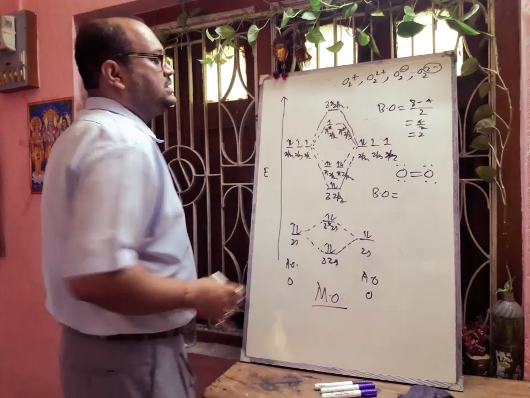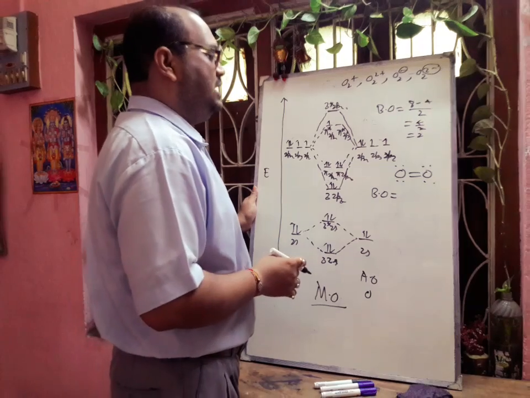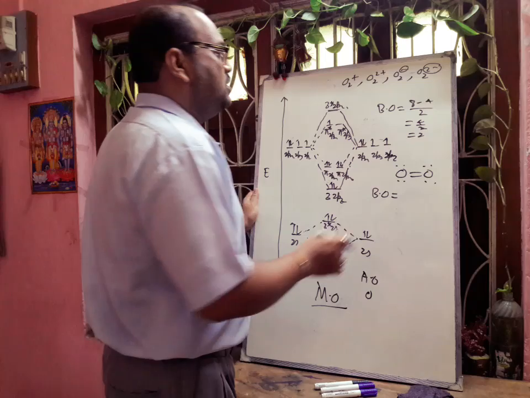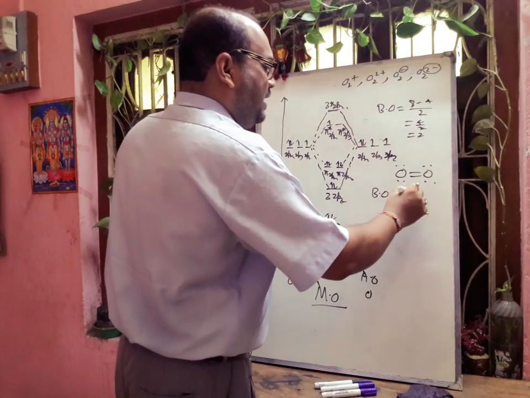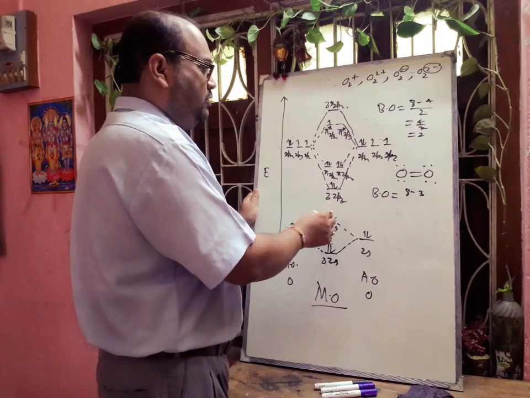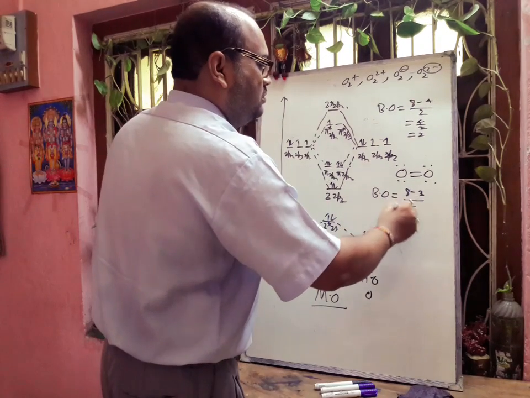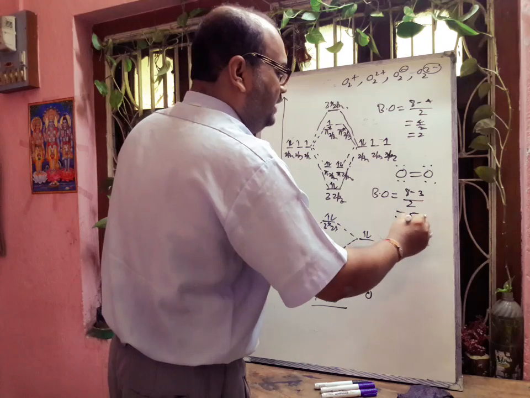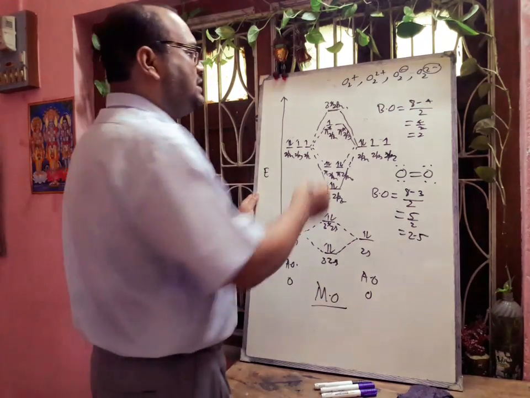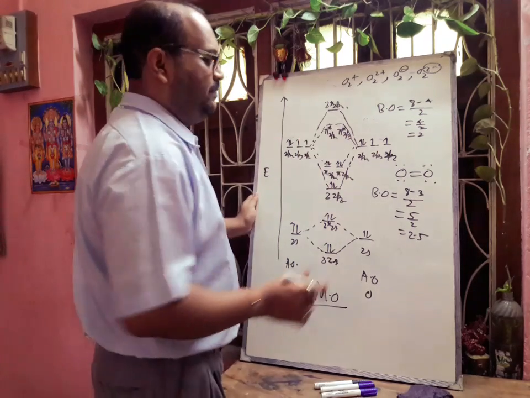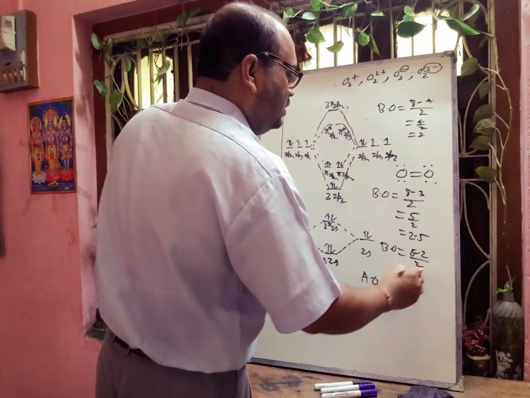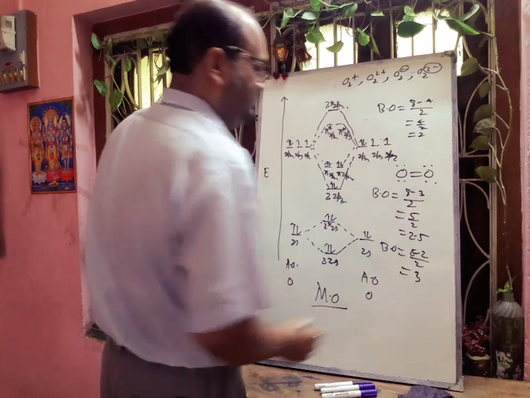So here in case of O2 plus, 1 electron will be removed from this anti-bonding pi star 2py. So its bond order will be 8 minus 3, here in the anti-bonding 2 plus 1, divided by 2. So it will be 5 by 2, that is 2.5. And in case of O2 2 plus, this will be removed as well. So here bond order will be 8 minus 2 divided by 2, that is 3.